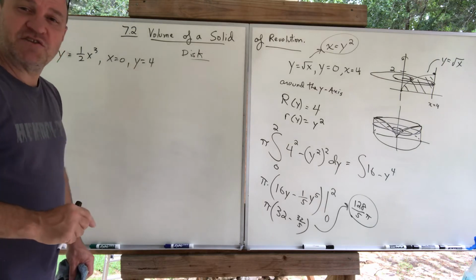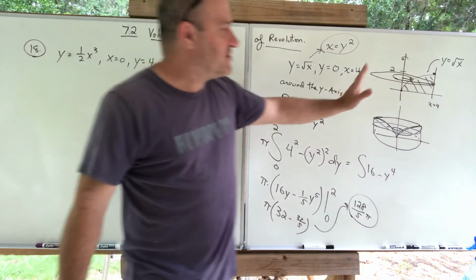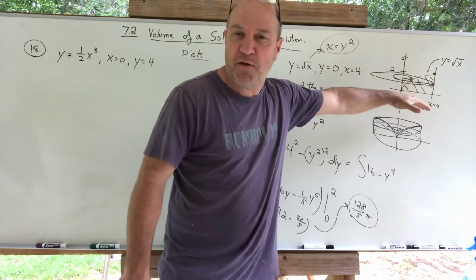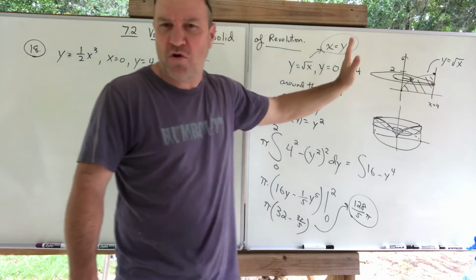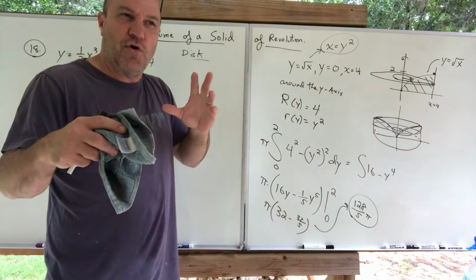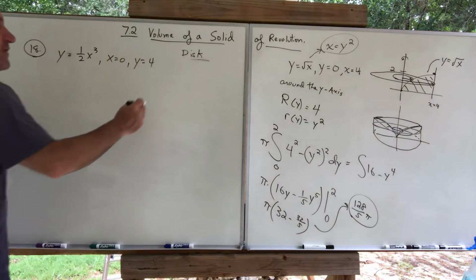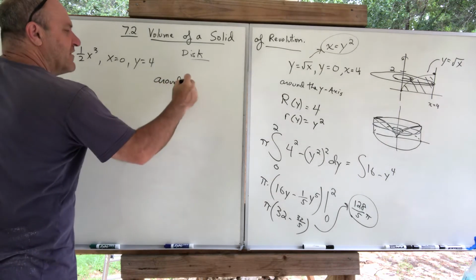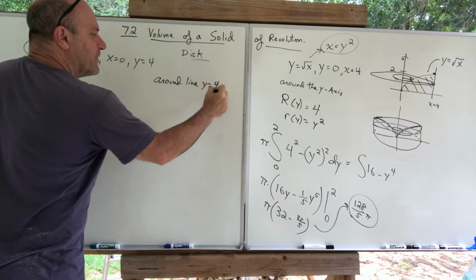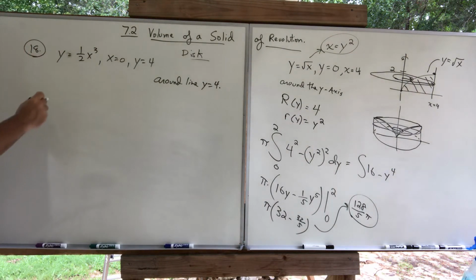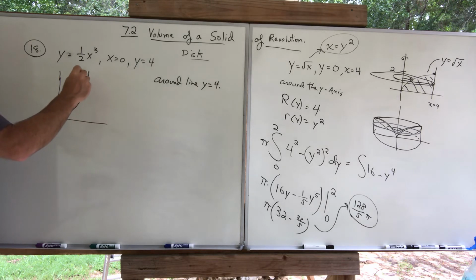This problem wants me to spin around, you know, that last problem was spin around the y-axis, and I've done one earlier, spin around the x-axis. We're talking about a vertical or a horizontal axis. So it doesn't always have to be the x-axis or the y-axis. This one says spin it around the line y equals 4. So we need a good picture of this. Let's see what we've got. We've got this 1/2 x cubed. Well, that's just a cubic function that's been a little bit stretched or compressed.